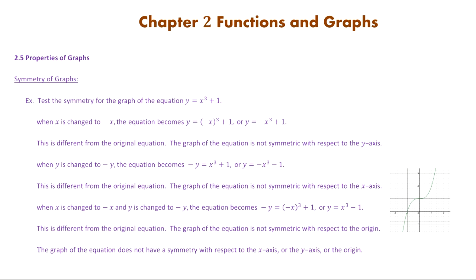Remember, when you change x to negative x and y to negative y, you see whether the equation is unchanged or not to test the symmetry with respect to the origin. And it is indeed changed. So there is no symmetry with respect to the origin for the graph. The graph does not have any of those three types of symmetries in this problem. So you can see the graph. Any questions?